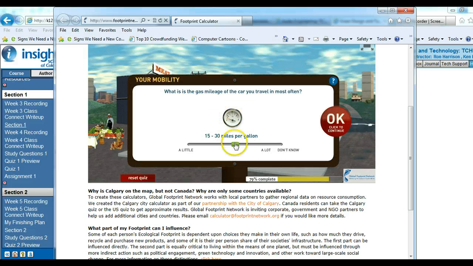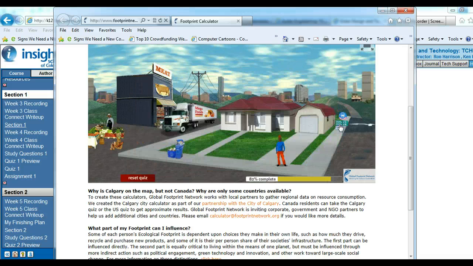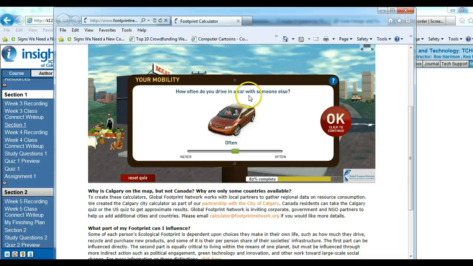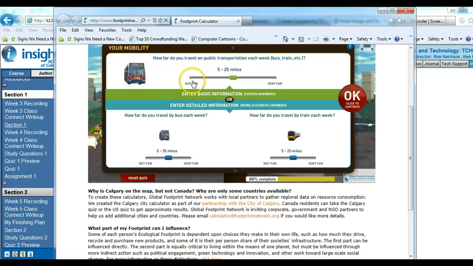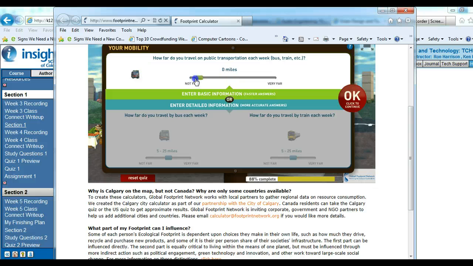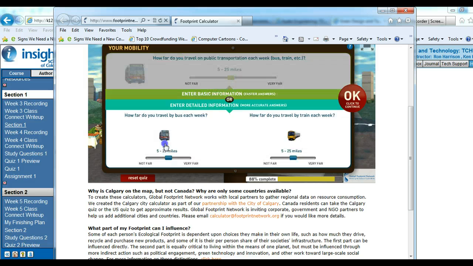What gas mileage does your car usually have? 15 to 30? That's what mine usually is. How often do you drive a car with someone else? Often. How far do you travel on public transportation? Oh, I'm ashamed of that. Well, actually, I need to leave that there. How much do I travel on bus each week? None. Train each week? None.